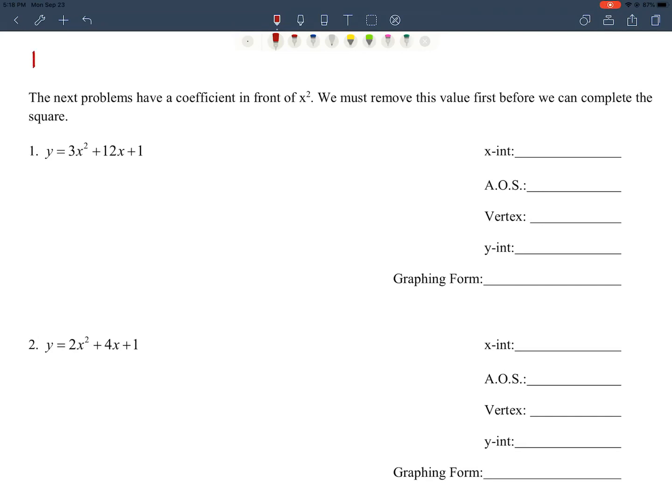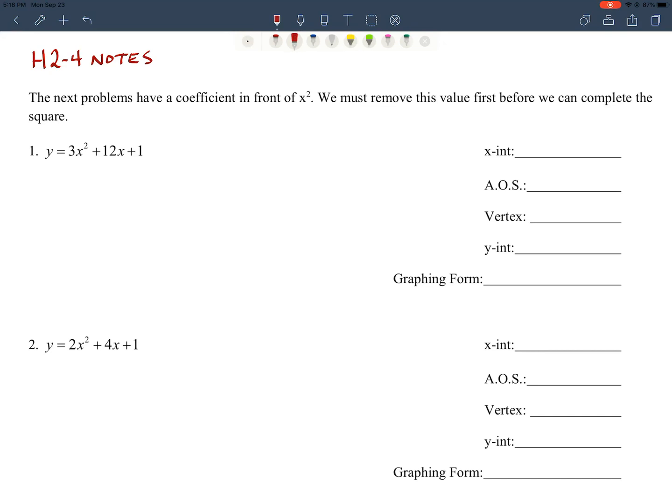This is the back side of the H2-4 notes on changing quadratic functions in standard form to quadratic functions in graphing form using the process of completing the square.